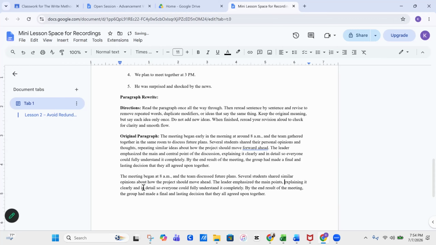main points, right? Explaining it clearly and in detail. Wait a minute, I can move this. The leader emphasized the main points, explained it clearly. Well, that's kind of the same thing. And in detail, okay. So remember what's being communicated here. A leader is communicating some main points and details so that everyone could fully understand. So emphasize the main points is synonymous with explain. The leader explained the main points.